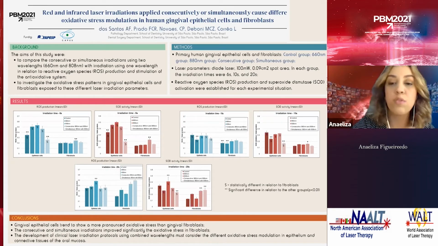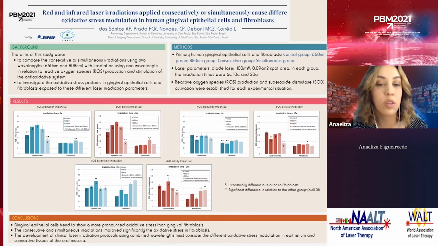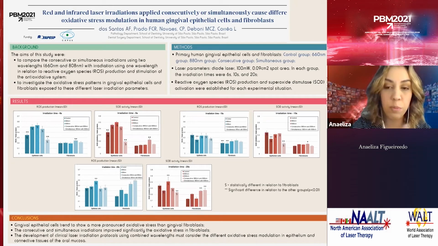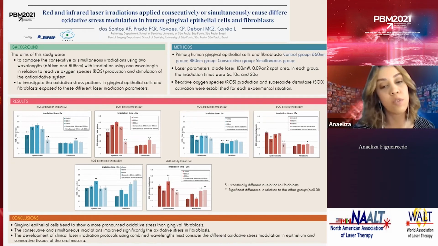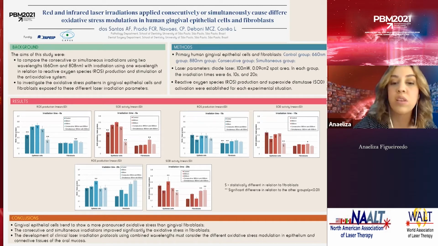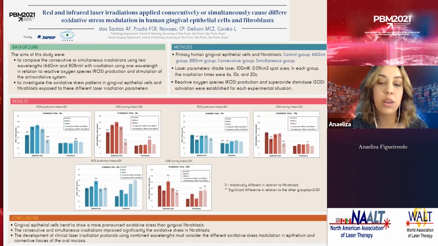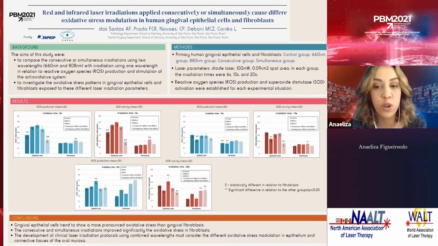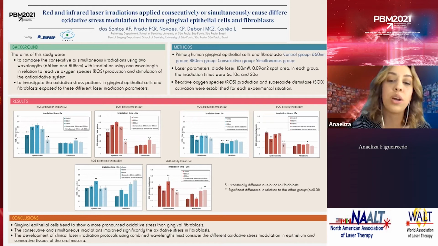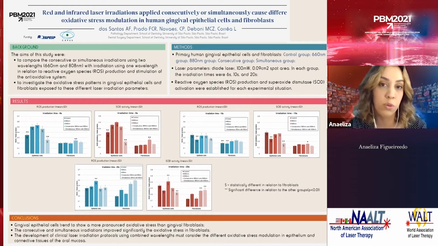Gingival epithelial cells tend to show a more pronounced oxidative stress than gingival fibroblasts, mainly after infrared radiation exposure. The consecutive and simultaneous radiations significantly improve the oxidative stress in fibroblasts. The development of clinical laser radiation protocols using combined wavelengths must consider the different oxidative stress modulation in epithelial and connective tissues of the oral mucosa.